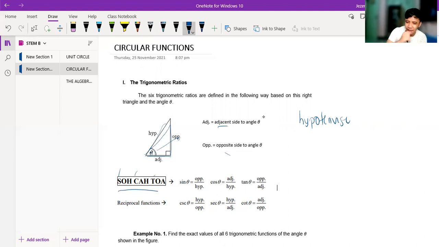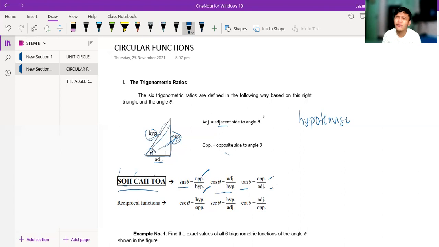Okay? So opposite over hypotenuse is called sine theta. What about adjacent over hypotenuse? That's called cosine. What about opposite over adjacent? That's called tangent.